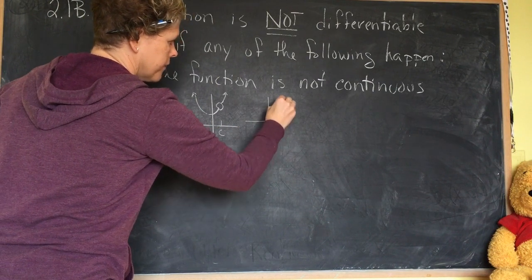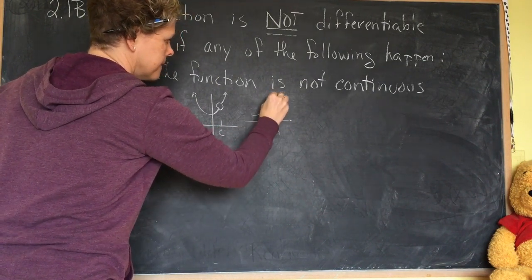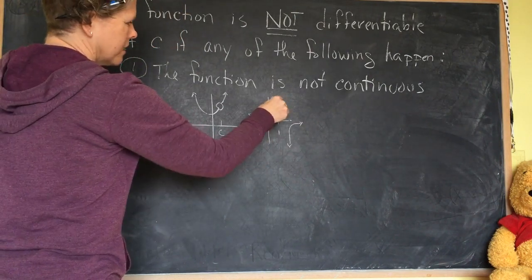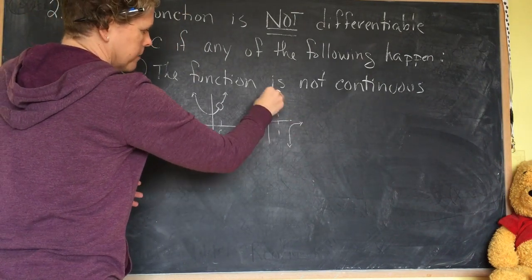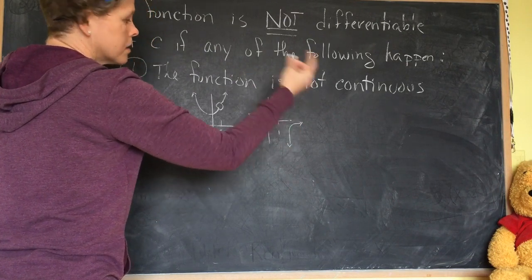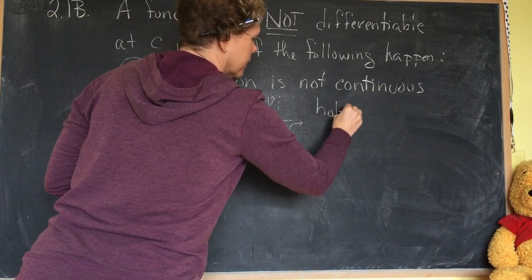Or if there's an asymptote, we can't draw a tangent line between these two graphs because the asymptote is here. So again, with holes and asymptotes, you can't take a derivative.